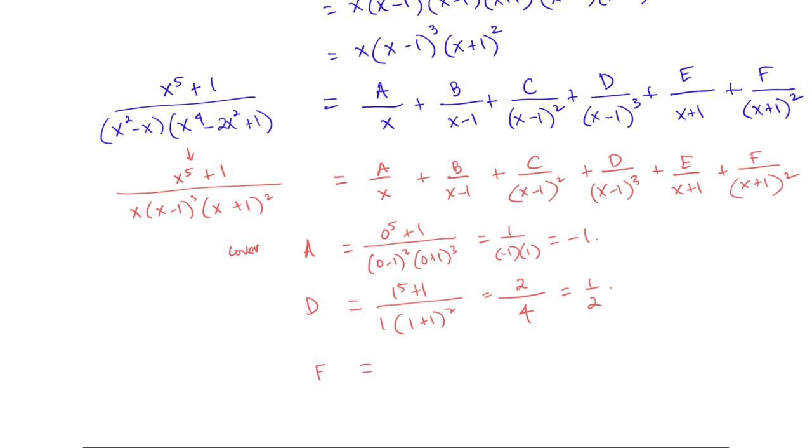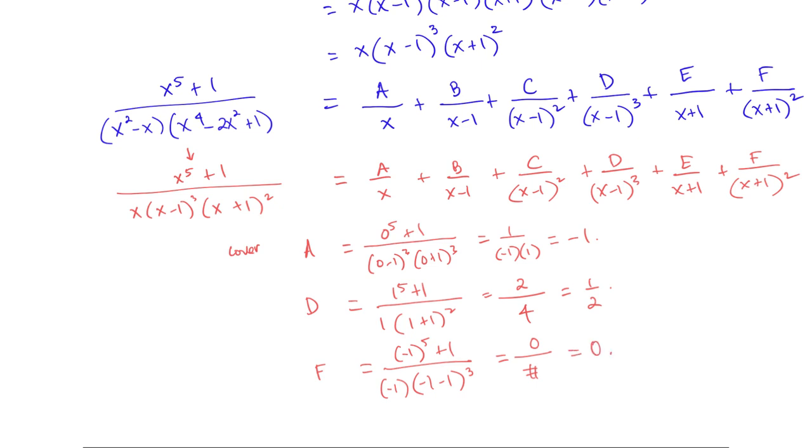For f, we plug in -1, because the number x that would make the entire factor (x plus 1) squared 0 is x equals -1. We get (-1)^5 plus 1 over -1 times (-1 minus 1) cubed. This is 0 over any number, which will be 0.